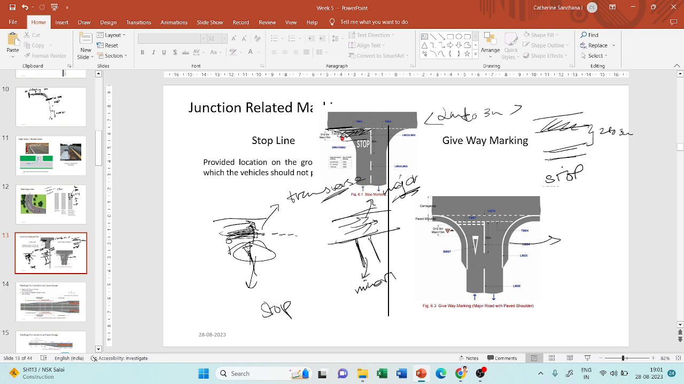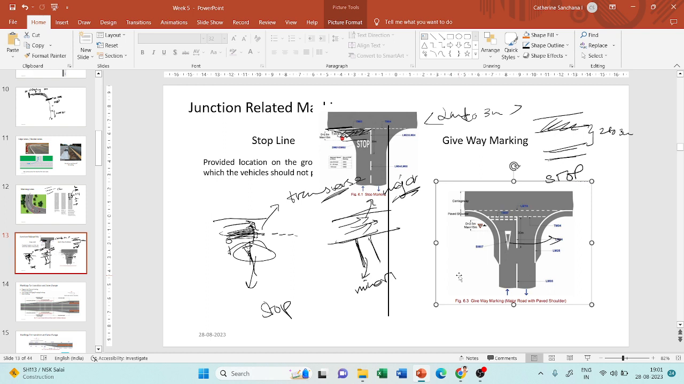Now we will move on to give way. So this is give way. It is provided by broken lines. It is identified by broken lines. It is also parallel to the intersecting roadway and perpendicular to the motion of vehicles in the approaching roadway. So it has an inverted arrow, which is a symbol for give way.